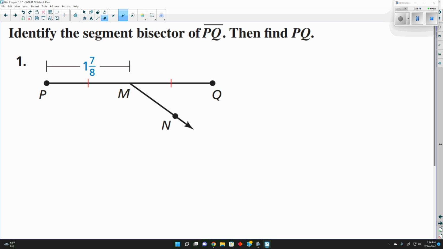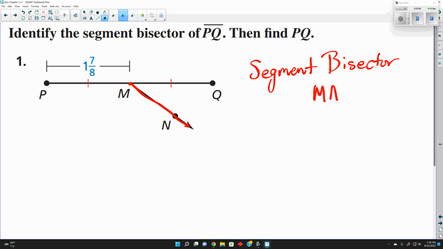Identify the segment bisector of PQ, then find PQ. So what is cutting line segment PQ in half? Because we do have M, but it's also what? So the segment bisector is ray MN. Now we don't have to write the word ray, because the symbol we put above MN tells us that it is a ray.